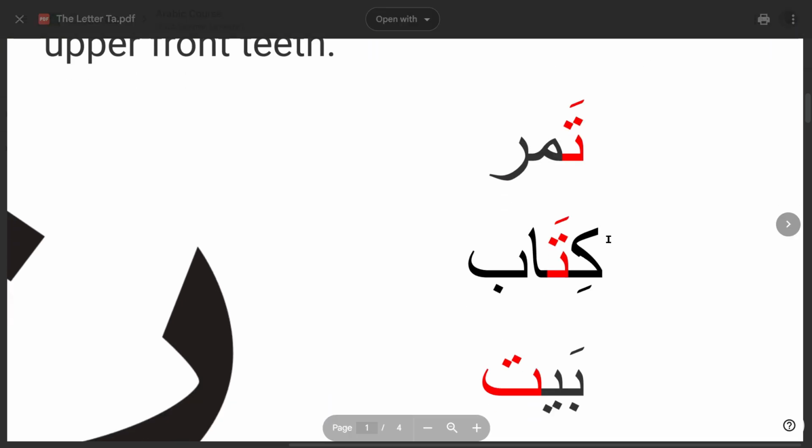We have the word kitab, which means book. We have ta right here in its middle form, medial form. Kitab. Notice that ba has a sukun because there are no symbols above or under it, so it makes a b sound at the end. Kitab, book. Kitabullah, the book of Allah.